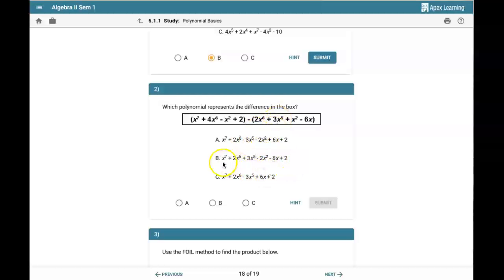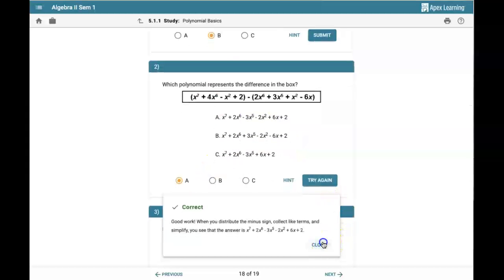So we've gotten rid of that middle term, all right? And then I've got a negative x squared minus a x squared as well. So that's going to be minus 2x squared, right? So right there then I have my answer. My answer is A.